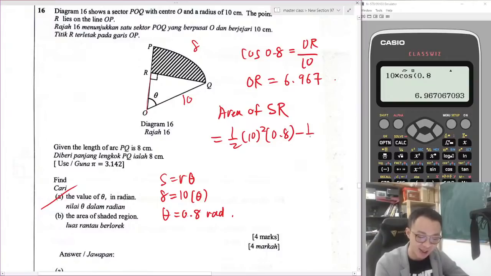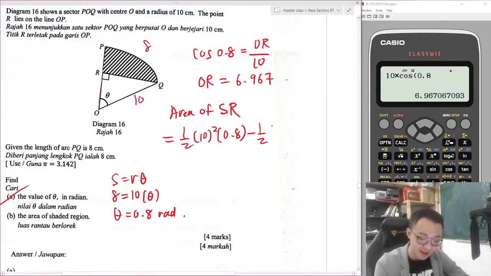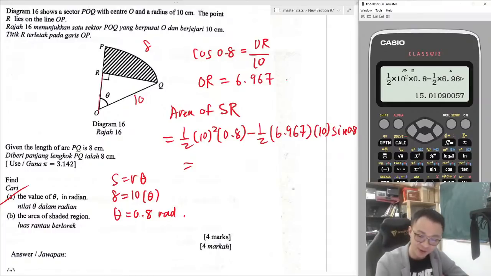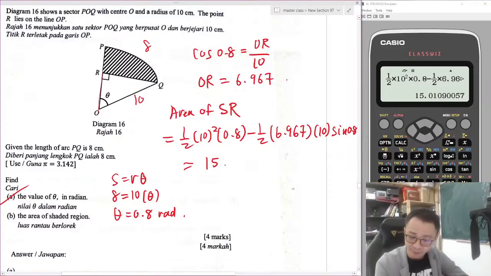Then I can find the area of the shaded region, which equals the area of sector, half r squared theta, minus half ab sine theta. a will be 6.967, multiplied by b, multiplied by sine 0.8. So it will be 1 over 2 multiplied by 10 squared multiplied by 0.8 minus 1 over 2 multiplied by 6.967 multiplied by 10 multiplied by sine 0.8. So I get 15.011 cm squared.